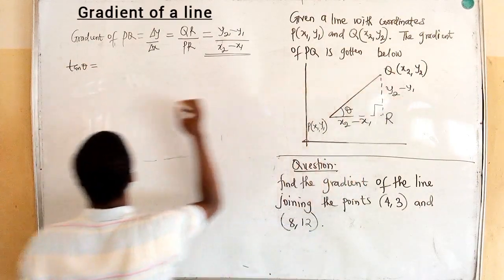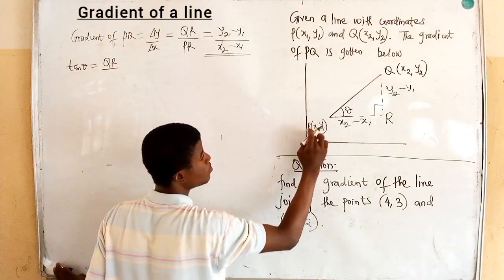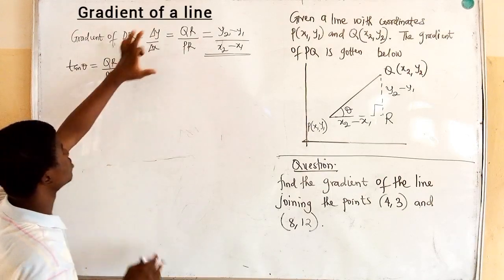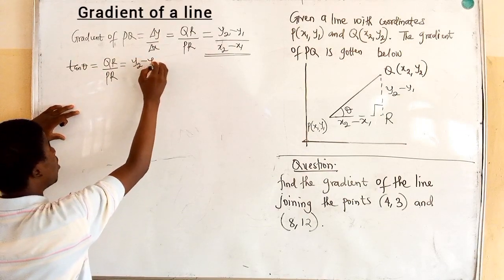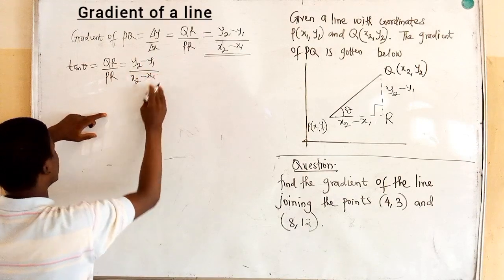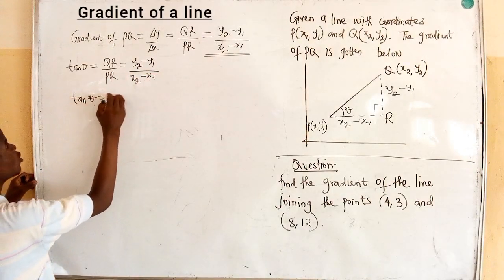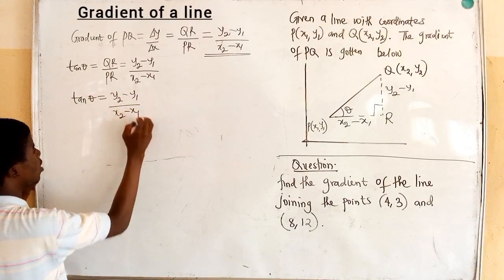That's Q arrow over what? Adjacent. That's P arrow. And from what we just did here, Q arrow is y2 minus y1 over P arrow is x2 minus x1. And so we can say that tan theta is equal to y2 minus y1 over x2 minus x1.